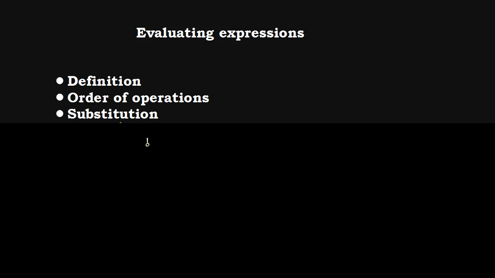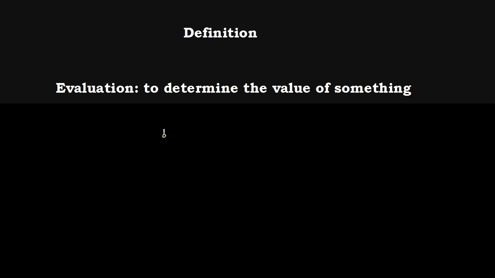Sometimes when we have a mathematical expression that has both variables and numbers, we might want to see what the expression looks like, what is the value of it when we plug numbers into the variables. So let's get started. First, the definition. The concept of evaluation means to determine the value of something. So that's what we're going to do. We're going to try to evaluate expressions, and when we do that, we're going to try to determine their value.